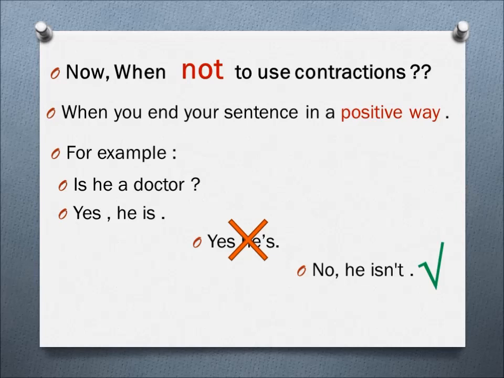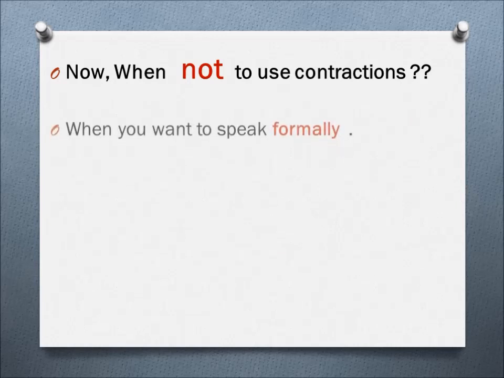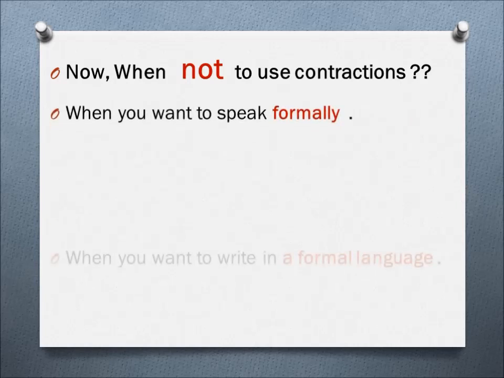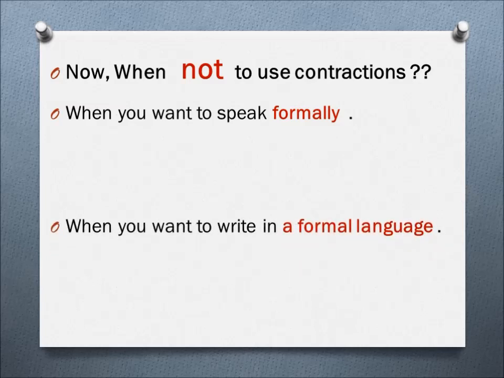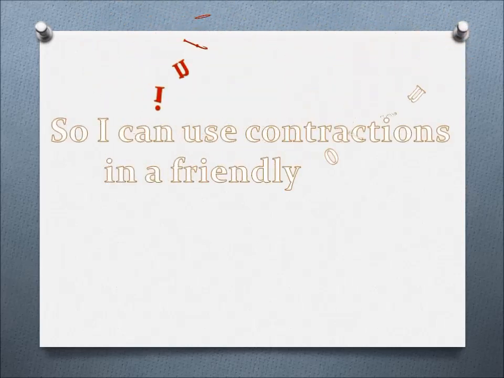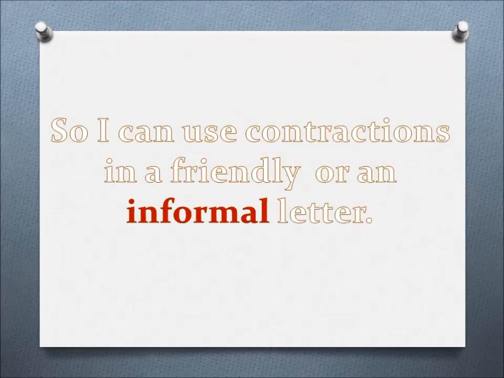And finally, I cannot use the contractions when I want to speak formally. If I want to be formal, I cannot use contractions, either in speaking or in writing. So, to be formal, you have to stop using contractions. And this means that contractions can help me to write in an informal way. Contractions can help me to write in a friendly way. So, I can use contractions in a friendly or an informal letter.